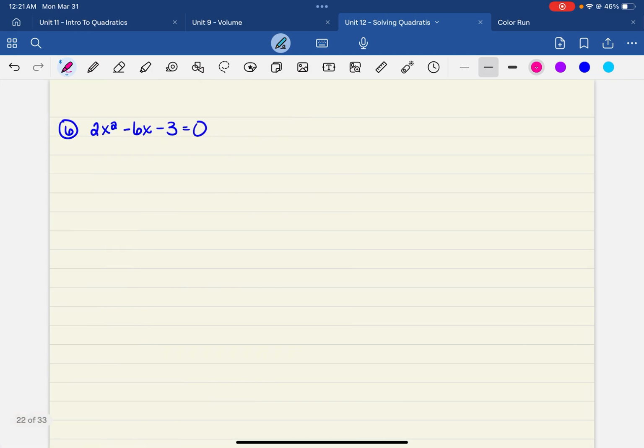All right, last one. I want you to try this one on your own. You can verify with your neighbor, and we will go over this one tomorrow.